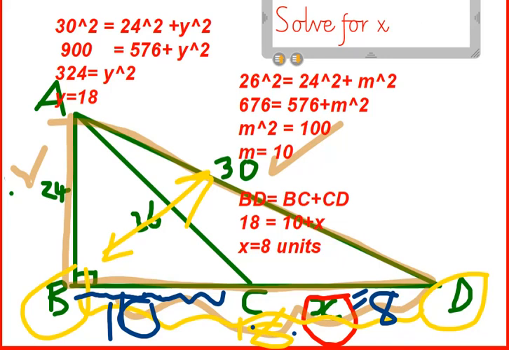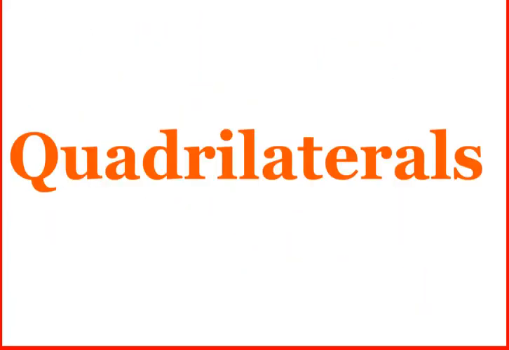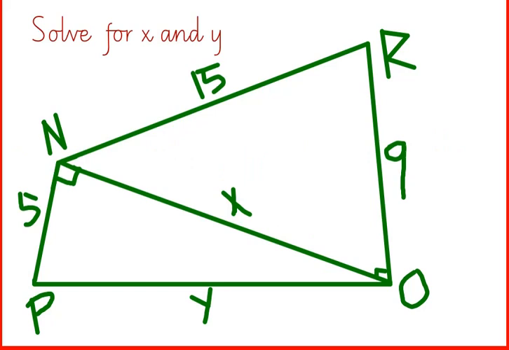So let's move on to the next question, and I think that's our last question. Solve for x and y. Looking at this, let's decide which one is the easiest one to solve. In this case, I would say x, because x is in a triangle that is 90 degrees, and we can see that 15 there is the hypotenuse. And in the other triangle, triangle OPN, we can see that y is the hypotenuse.